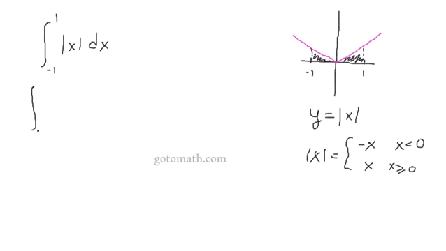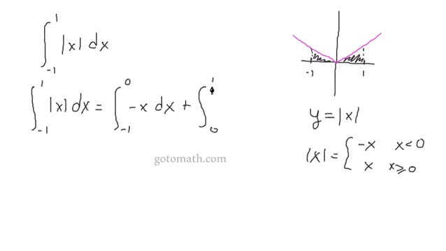And I think I'll just rewrite this. The integral from -1 to 1 of the absolute value of x dx is equal to the integral going from -1 to 0 of -x dx, that would be this top part of the piecewise function, plus the integral going from 0 to 1 of x dx. We had to break up this absolute value function, and hopefully you understand why now. And then we just evaluate each one of these separately.